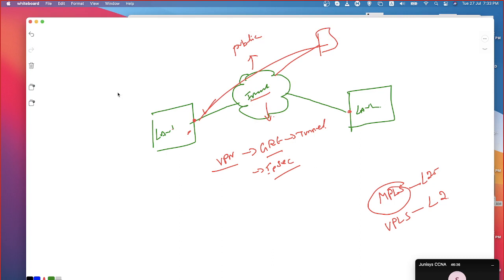Right, so that's the point you need to understand with respect to provider managed and enterprise managed VPNs.